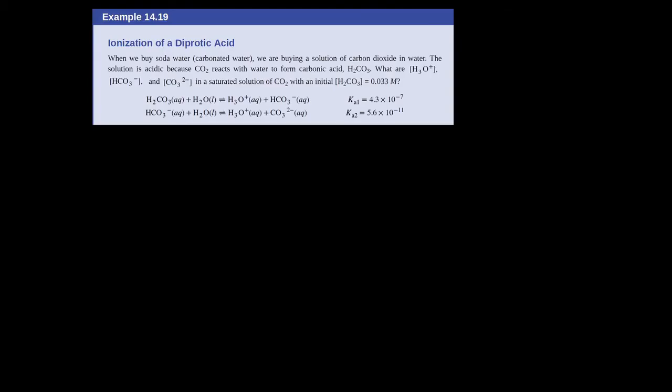So let's do one real quick example here, and then we will call it for this video. In this case, we are looking at soda water, essentially. When we buy soda water, which is carbonated water, we're buying a solution of carbon dioxide in water. The solution is acidic because CO2 reacts with the water to produce carbonic acid. What are all three of those concentrations in a saturated solution of CO2 with an initial concentration of 0.033 molar?